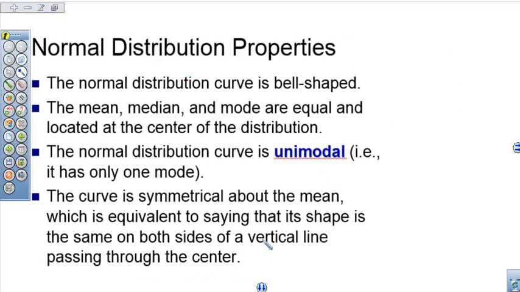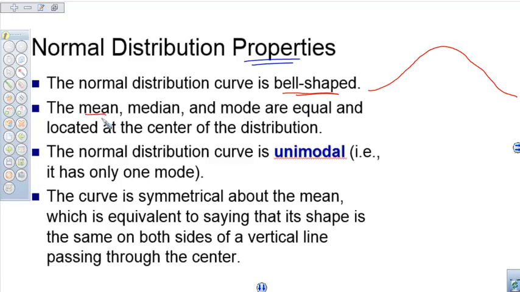All right, so then we got these things called the properties. We've got our properties of the normal distribution. Let's just blow through these. The property is it's bell-shaped. If you have a normal distribution, when you look at that distribution, whether it's in a line plot or a histogram, it's going to have a bell shape to it.